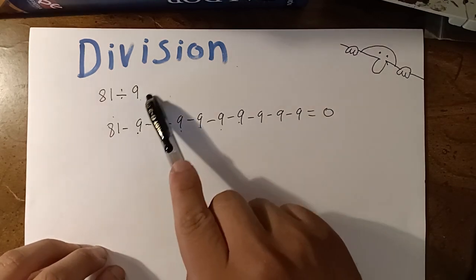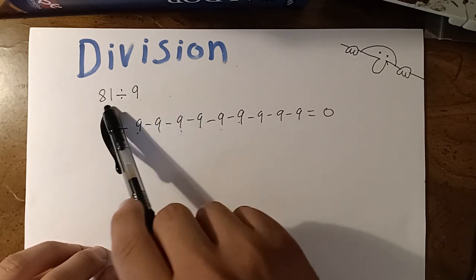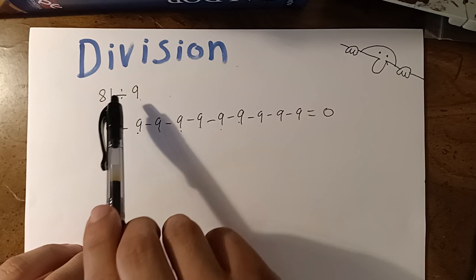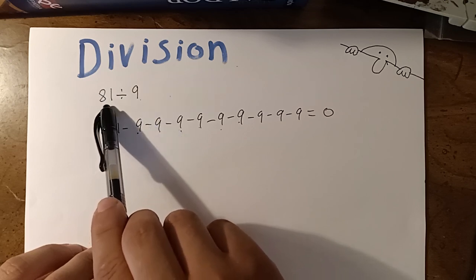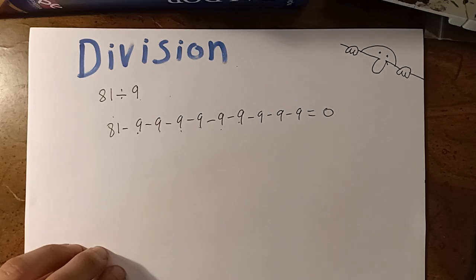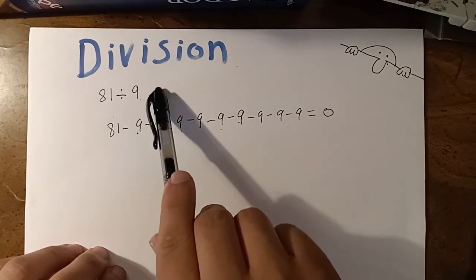You're finding how many times you can subtract this. How many times do you have to subtract 9 from 81 to get to 0 is what division is. You could also see it as how many times, what number we need.